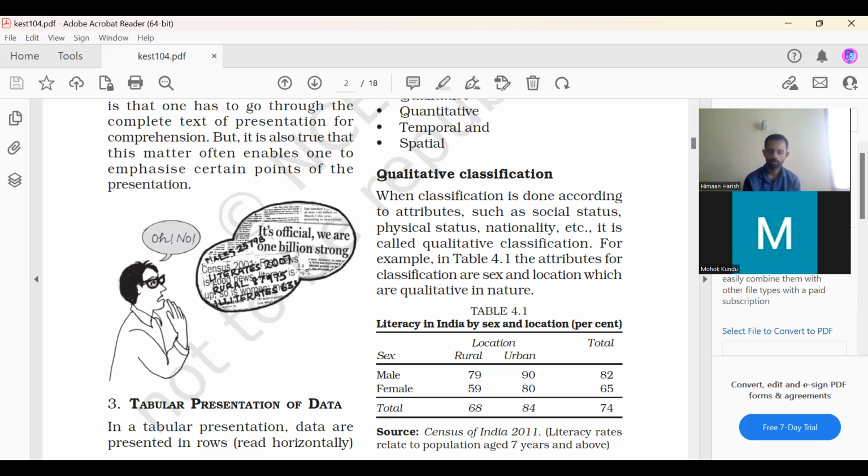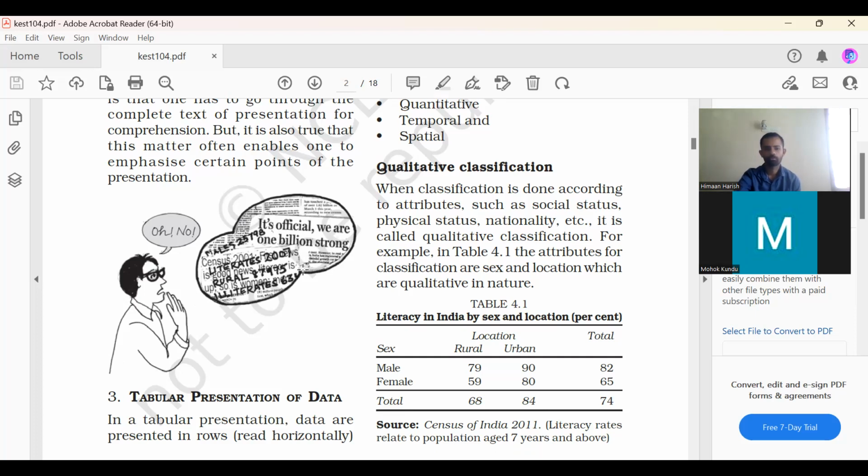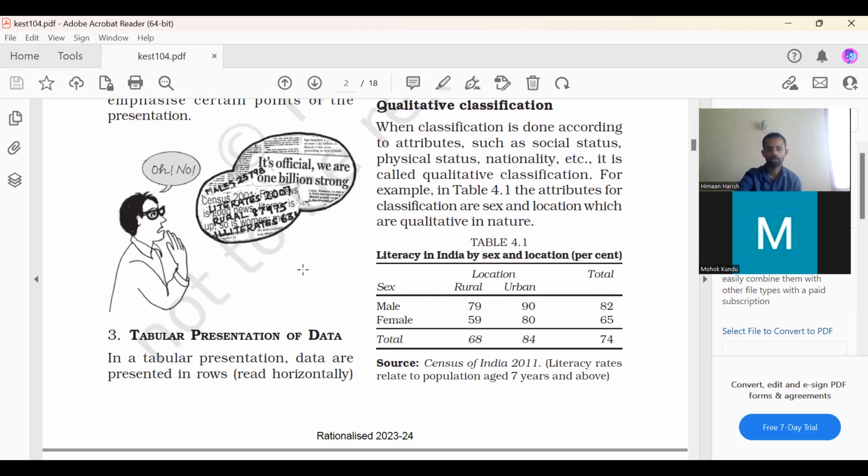So the literacy is compared or listed out according to the states. Southern states have a higher literacy rate than the northern states. So probably the average literacy rate of the country is more than 70%. So next we will head to the tabular presentation of data.